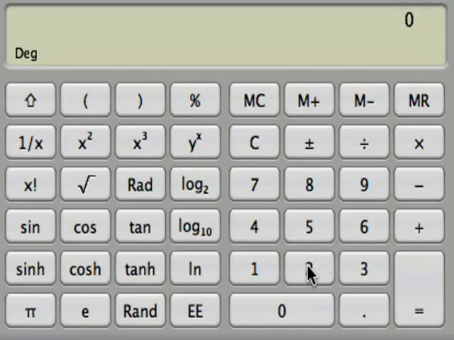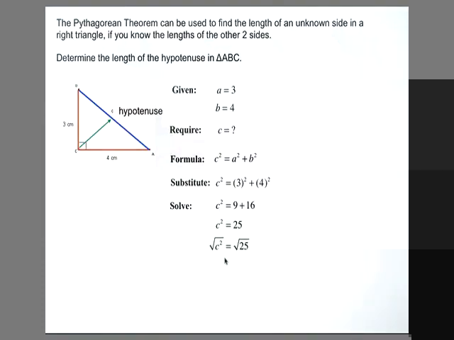So to do this on a calculator, you input 25, take the square root, and the square root of 25 is 5. So that means that c is equal to 5 centimeters, because the square root of 25 is 5. And so therefore the hypotenuse of this triangle is 5 centimeters.